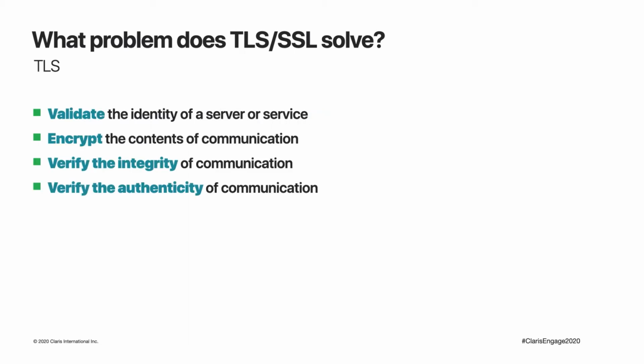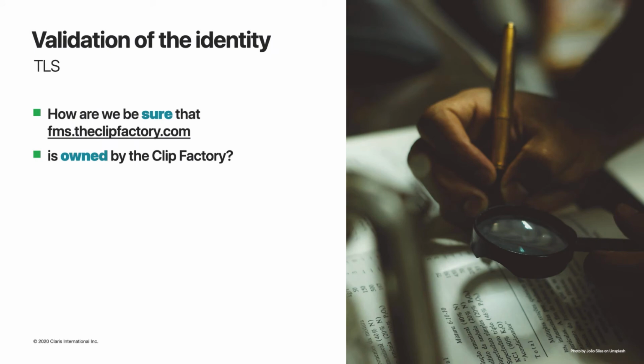First of all, it validates the identity of a server or service. It encrypts the content of the communication, it verifies the integrity of the communication, and it verifies the authenticity of the communication. So, if we look at the validation of the identity, in fact, we want to find an answer, or the user needs to find an answer. How are we sure that fms.theclipfactory.com is owned by the ClipFactory? Who can assure this? That it is not a scam.